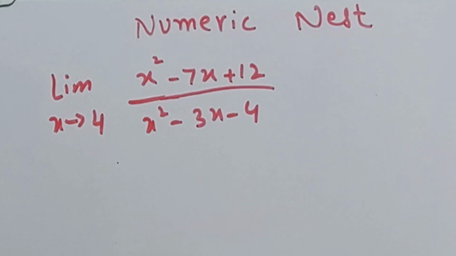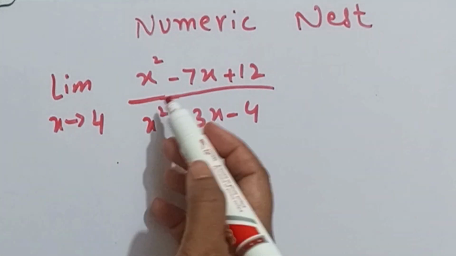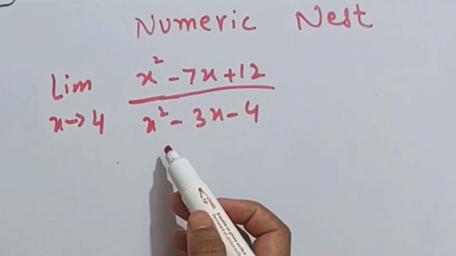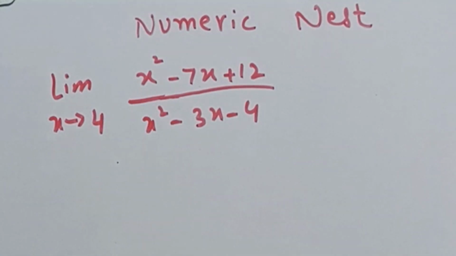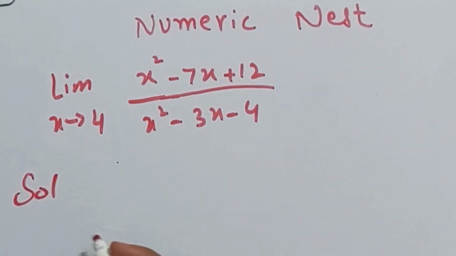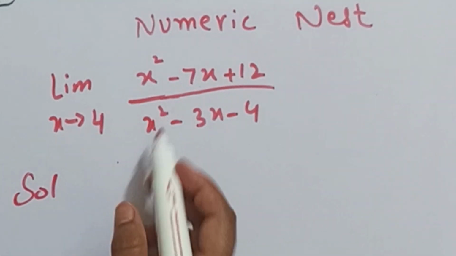In this video we are going to find the limit of this question. We have the limit as x approaches 4 of (x square minus 7 times x plus 12) over (x square minus 3 times x minus 4). So let's start. First of all, we directly apply the limit as x approaches 4.